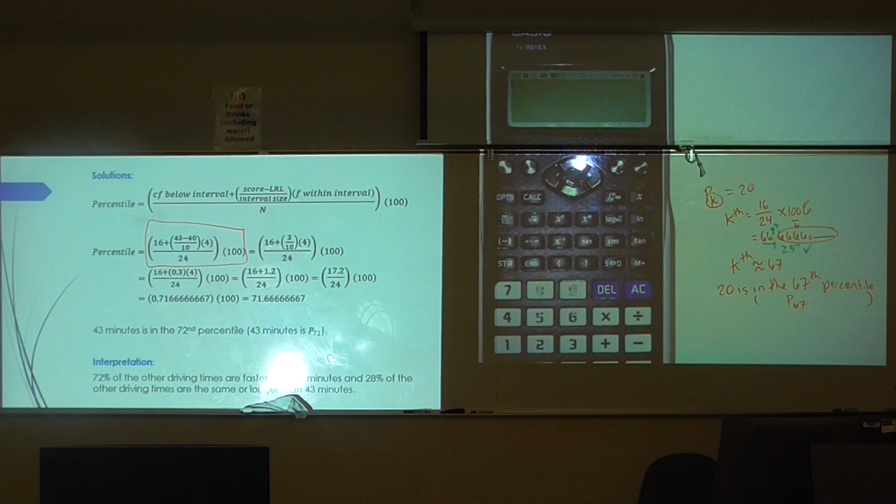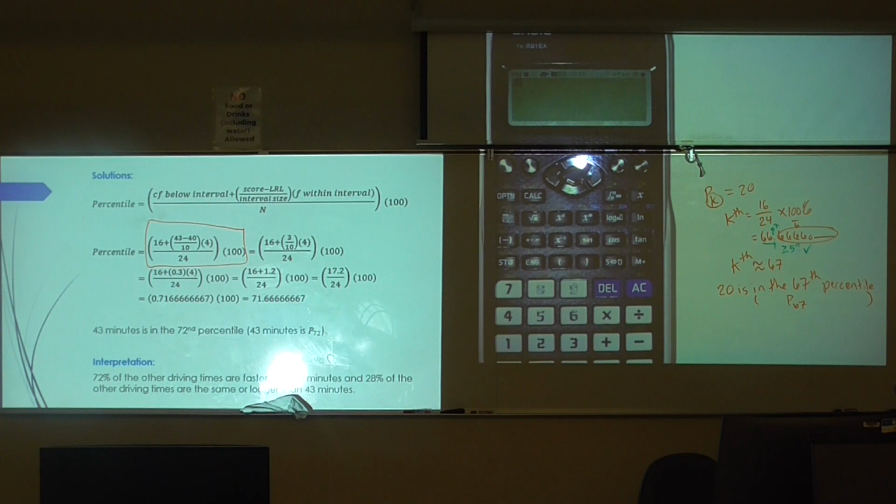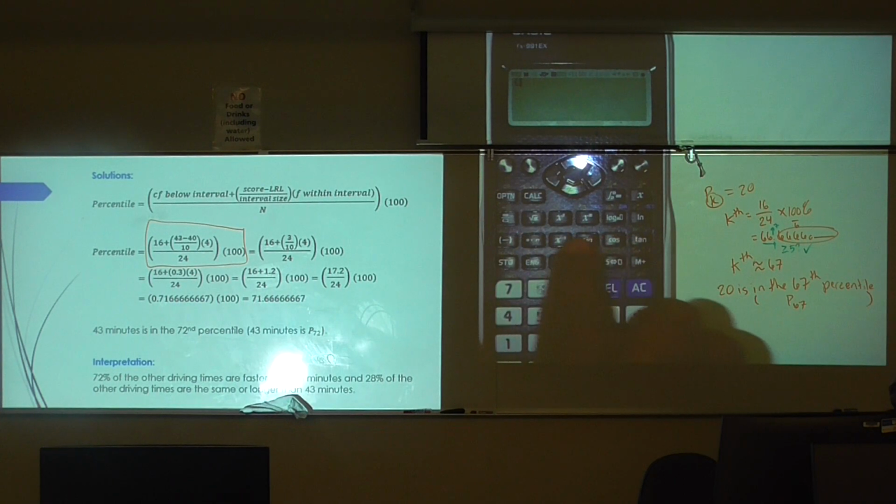So once again, I have parentheses, right? The first thing I'm going to do is input the parentheses, the first and close one. Now I'm going to start the fraction. So we have a numerator and denominator. I'm going to first put the fraction.